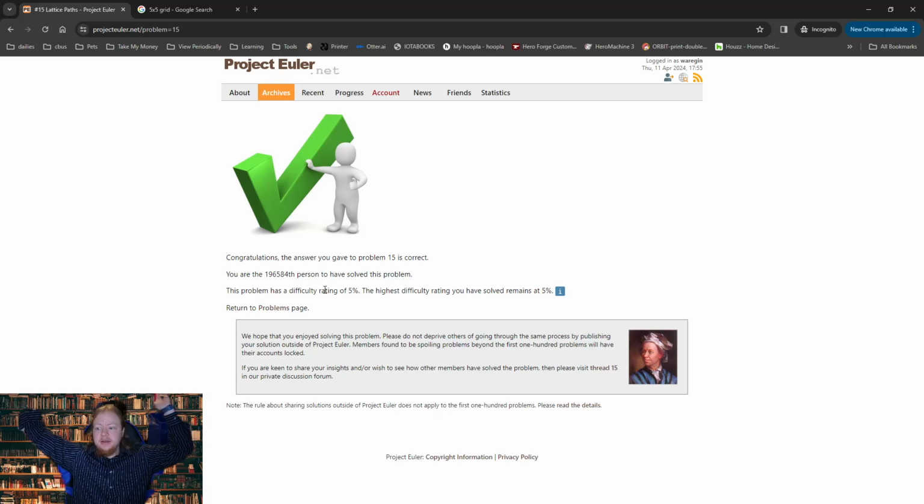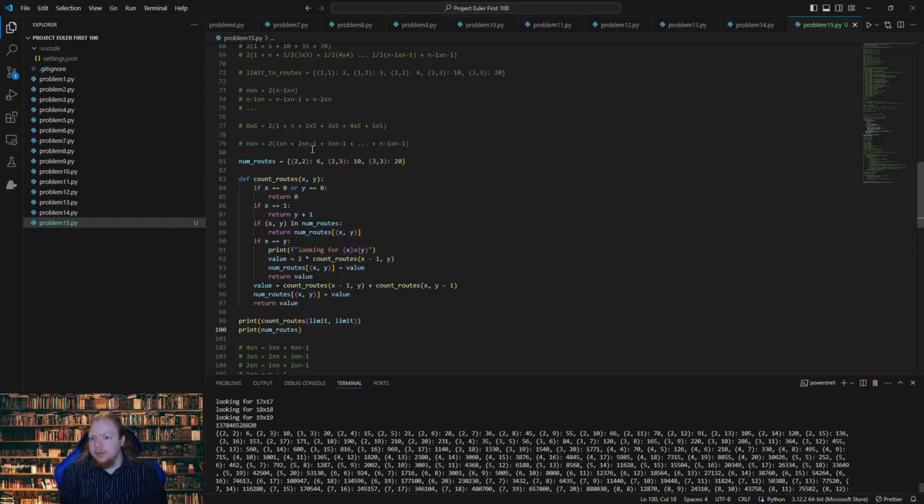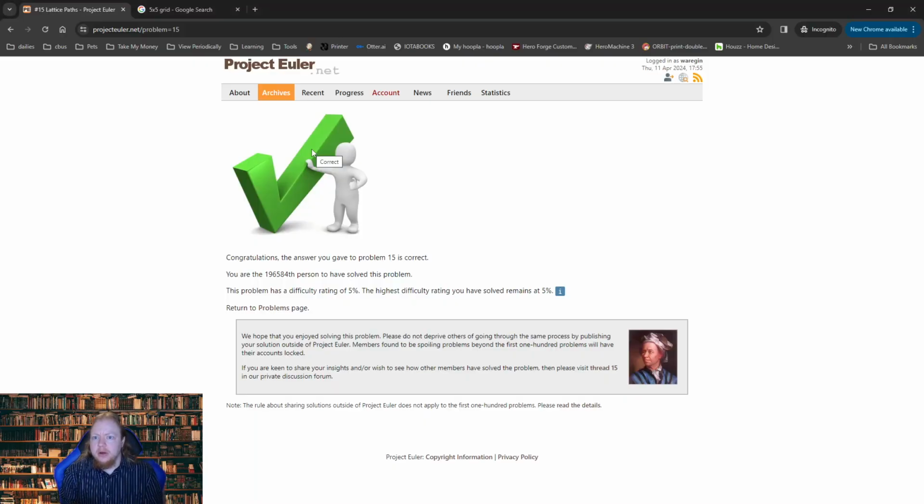That did it! Okay, so that problem took almost 5.5 hours total. But done. So the trick was, in this case, just noticing that singular pattern that all of these grids are composed of these two smaller grids, and you just add those together.